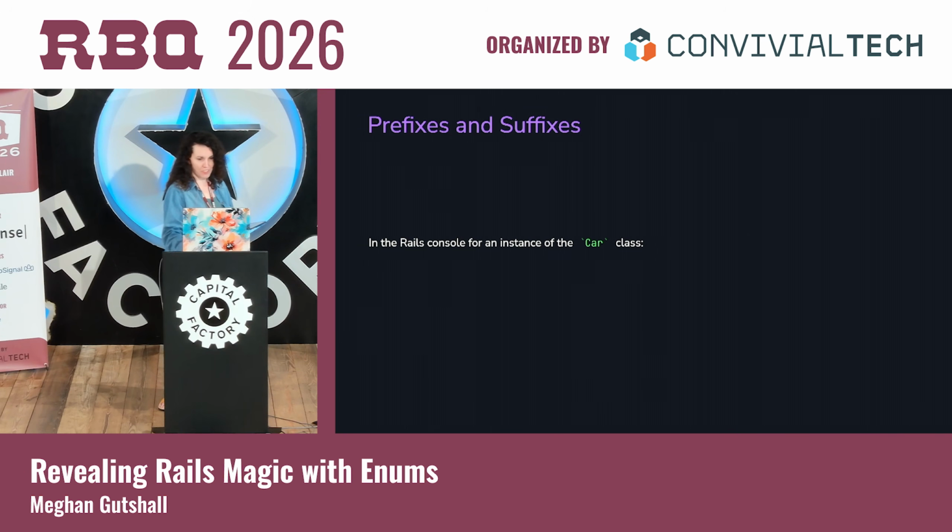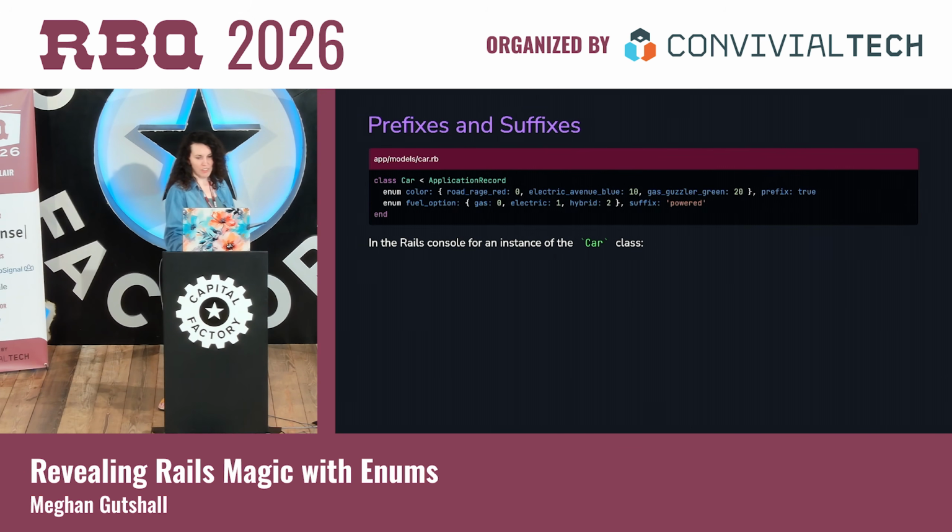So prefixes and suffixes, you can also enable them. We have here a car model and enum attribute color with the values road rage red, electric avenue blue, and gas guzzler green. And the enum fuel option with gas, electric, and hybrid. Now you'll see the color attribute has prefix true. The fuel option attribute has suffix the string powered.